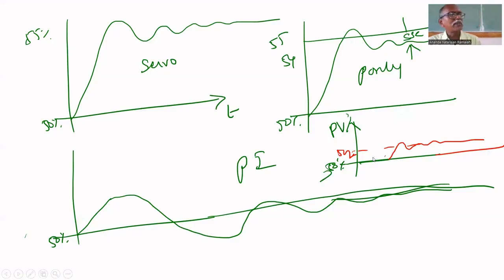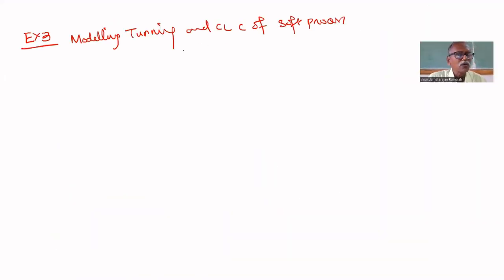The third experiment is modeling, tuning, and closed loop control of soft process. Modeling, tuning, and closed loop control of soft process. It means a simulation experiment that you have to do in MATLAB.